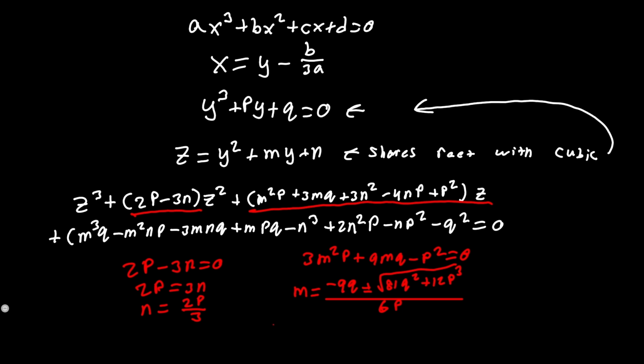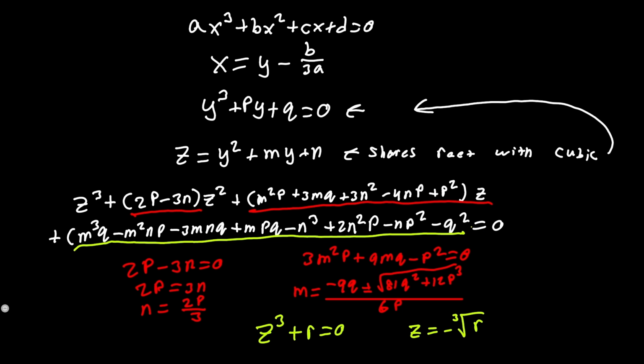So now we have a cubic in terms of z such that we just have z cubed plus r is equal to 0, where we just take the cube root of r. So z would be the negative cube root of r, where r is simply all of the constant. So we just have to plug in m and n into the constant.